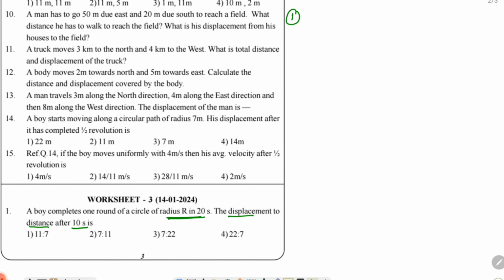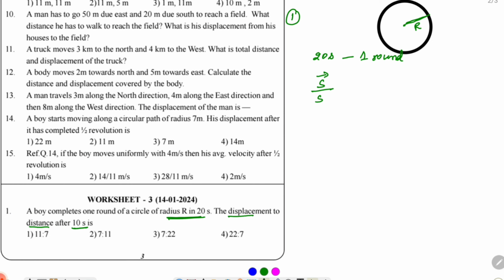So here there is a circular track. Assume this is a circular track whose radius is r. A body completes one round in 20 seconds. So it takes 20 seconds to complete one round. Clear? Right. Now we need to calculate the ratio of displacement to distance. That means displacement divided by distance in 10 seconds. That we have to calculate in 10 seconds.